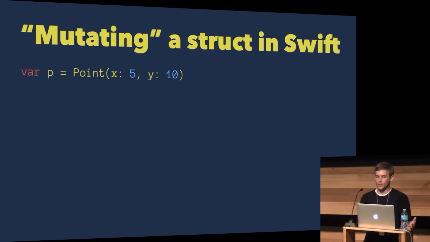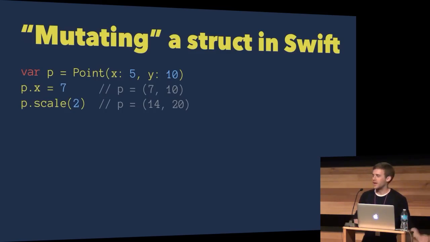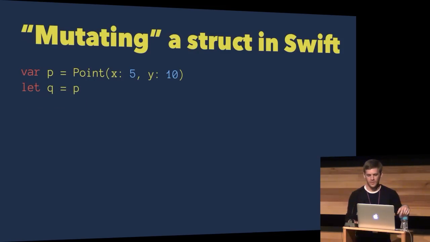So if we use the var keyword, we can, of course, create a point. And it appears that we can write straight to it, right? We can call our mutating method, and it appears that the point has changed in place. But what does it actually mean for it to have changed in place? It's kind of at the heart of what I want to get at.